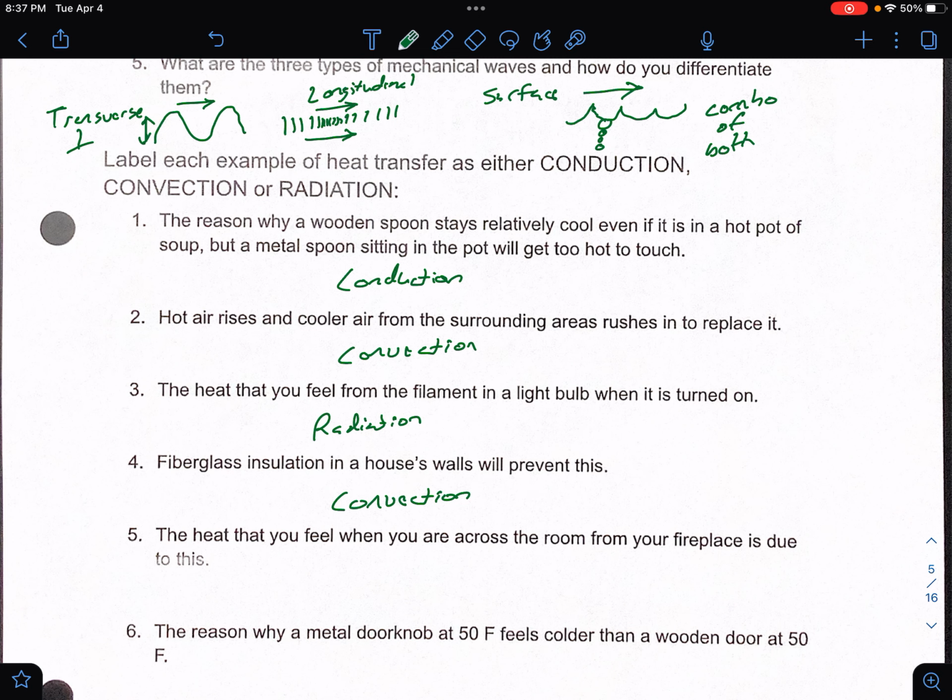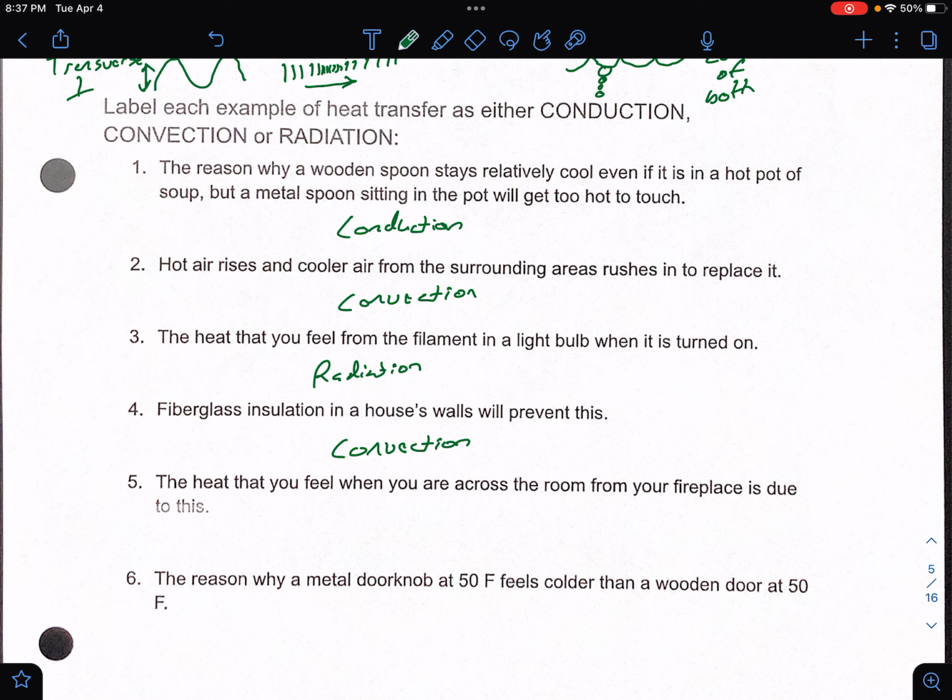Number 5, the heat that you feel when you are across the room from your fireplace due to this. Now, this one can be a mixture of both convection and radiation. Convection would be more if you put your hand on top of the fire. You could feel the hot air rising. But this one said across the room, so this is going to be more on the radiation side.